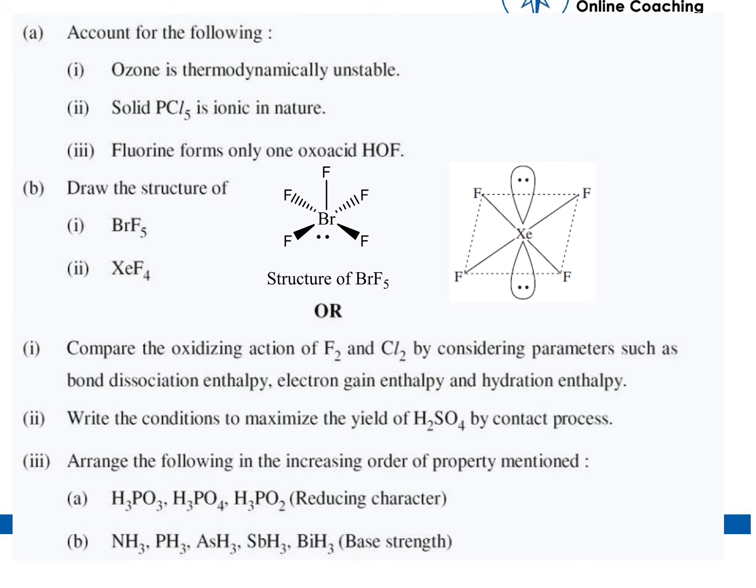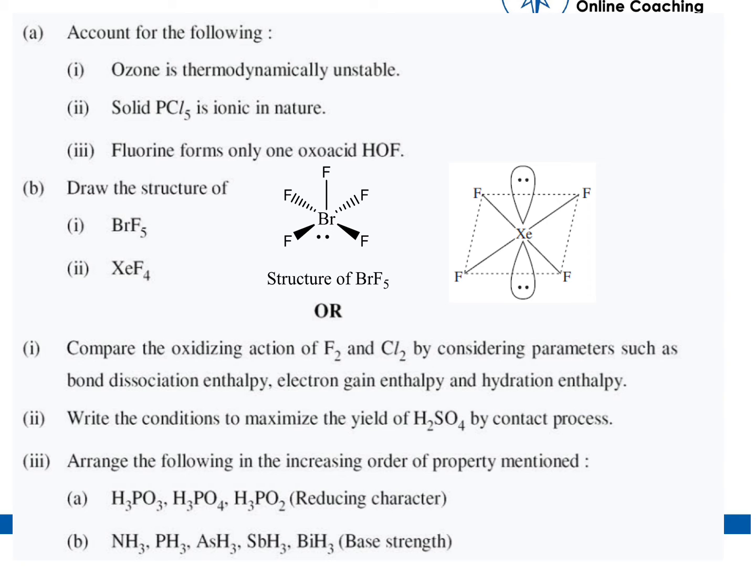Moving further, I part, compare the oxidizing action of F2 and Cl2 by considering parameters such as bond dissociation enthalpy, electron gain enthalpy, and hydration enthalpy. F2 is a stronger oxidizing agent than chlorine because of the low enthalpy of dissociation of the F-F bond, less negative electron gain enthalpy of F, and high hydration enthalpy of F- ion.